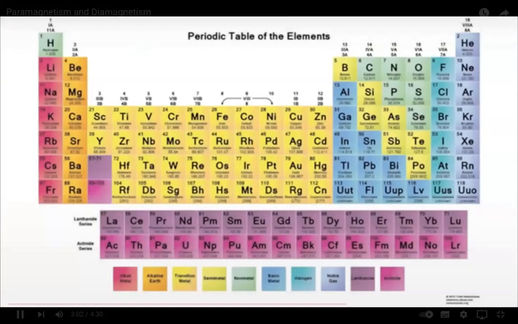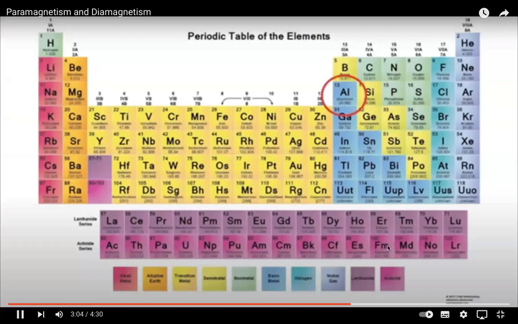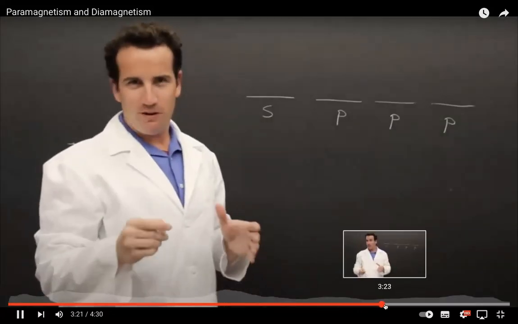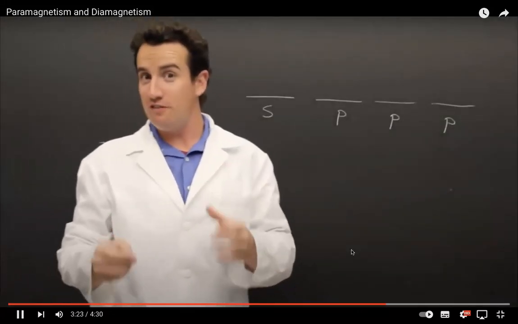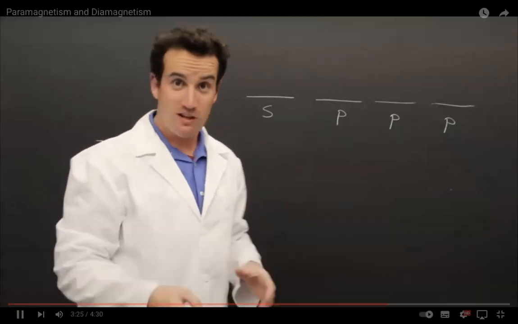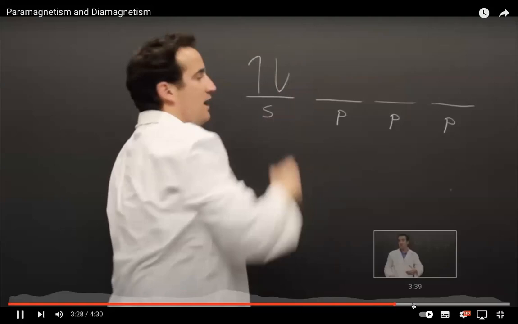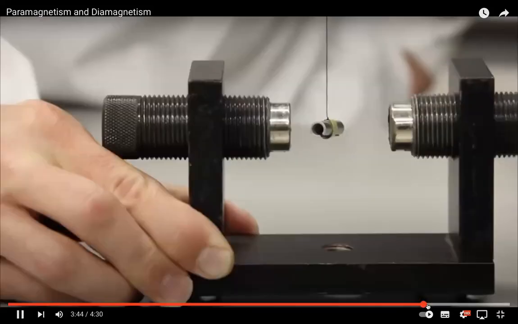On the periodic table, we see that aluminum has 3 valence electrons. That's 2s and 1p. So this is what I already explained. It is a paramagnet. There is an unpaired electron among the 3.